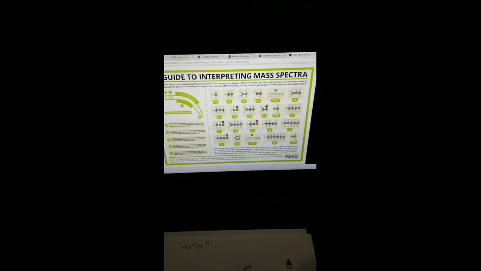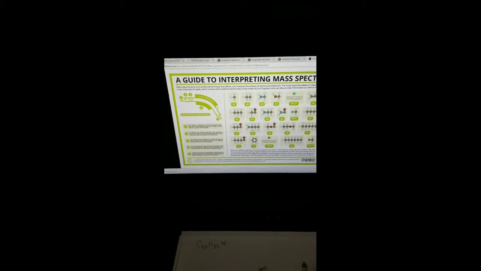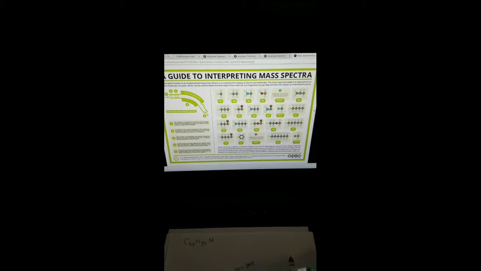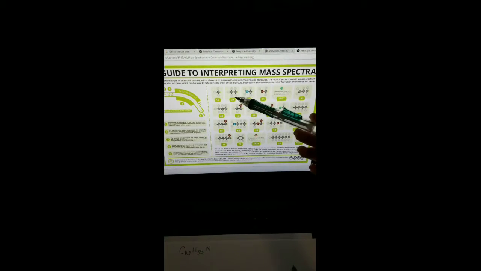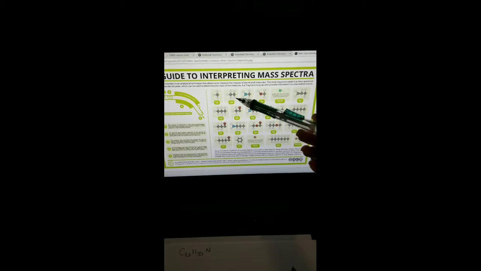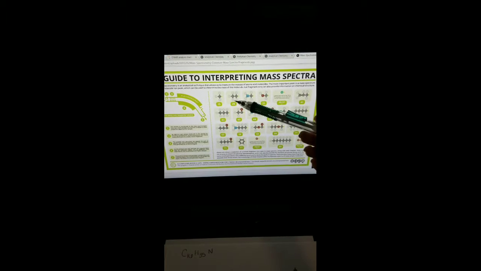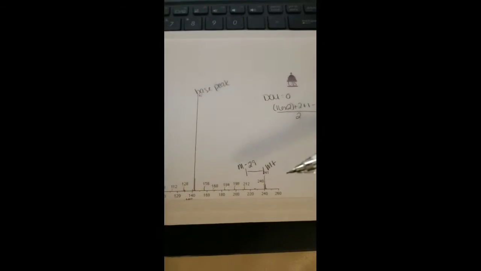A good chart to use to determine fragments, I just use Google. I Googled mass spec analysis chart and found this in the images. So this is very helpful. You can see here at 29, we've got a CH2 bonded to a CH3. So that's one of the indicators that that's going to appear in our chemical structure.